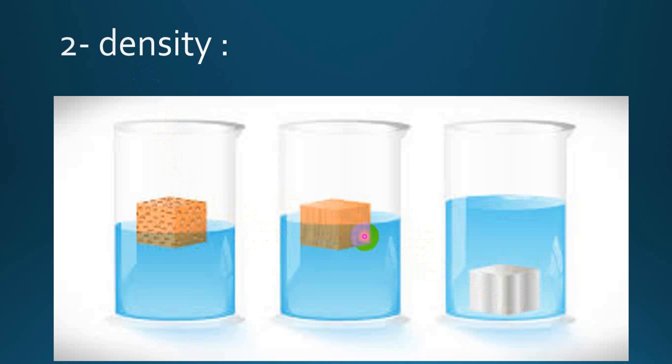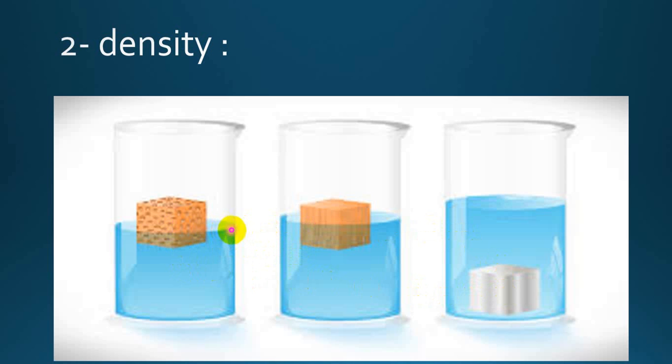But they are different in the matter. The first is made of cork, the second of wood, the third of aluminium. It's a metal. Aluminium is a metal. Here from the photo we noticed that the first and the second one float on the surface of water.